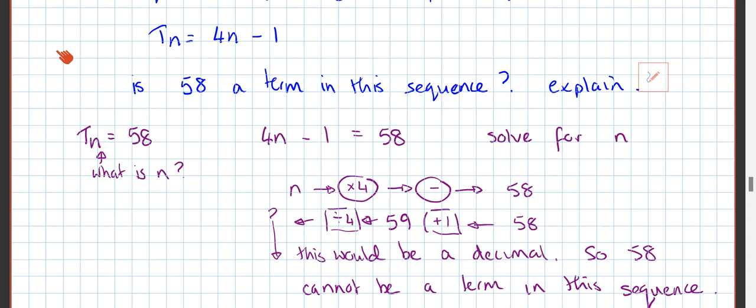Kate, do you know what the first term in this sequence would be? No, 58 is not even in the sequence, we've just decided. What's the first number in this sequence? It does go up by 4, but where does it start? 3. How do I know? First term is just that number. 4 times 1 is 4, minus 1 is 3.